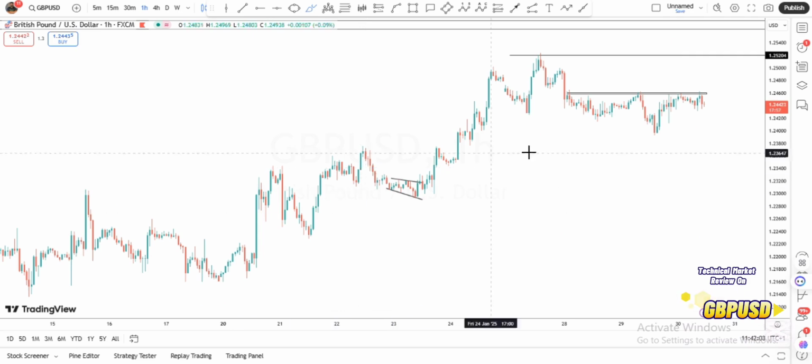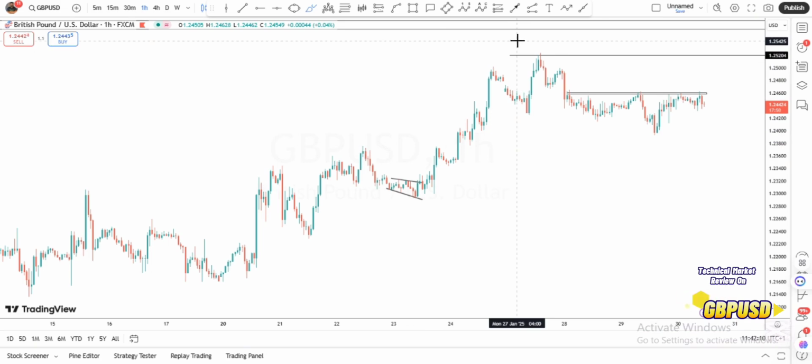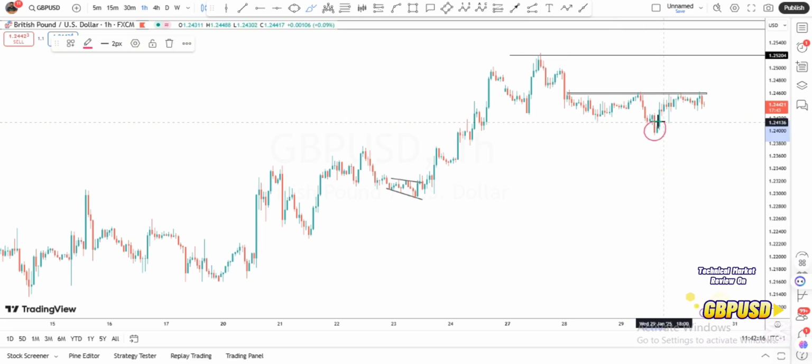And as you can see, this is actually a correction, and within this correction we also found a pattern. I don't know if you guys can see this, but this is an inverse head and shoulders pattern. This is the head, this is the left shoulder, and the right shoulder is currently making its way to the left. It's already around there. So it means that this structural resistance level is going to be a good way to get on the market once we have a break of the structure.